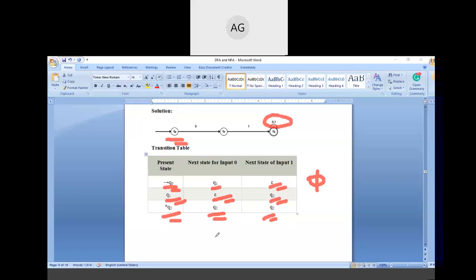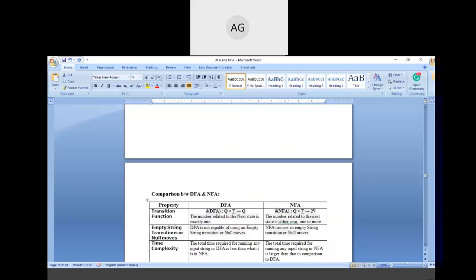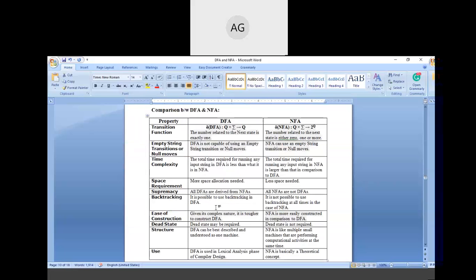So moving to the next topic. Now the next topic is comparison between DFA and NFA. This is a very important topic, and sometimes a question in your exam may be asked for 2 marks: write the comparison between the DFA and NFA. As you can see on your screen, we have 3 columns. One denotes the property, and the other 2 columns denote the DFA and the NFA.